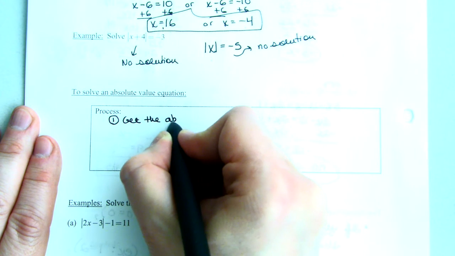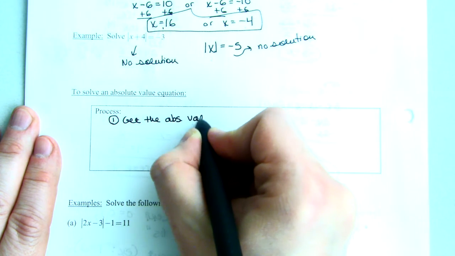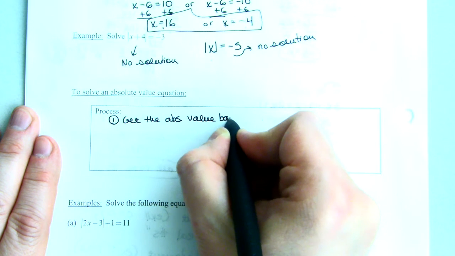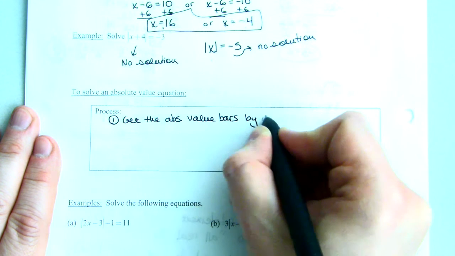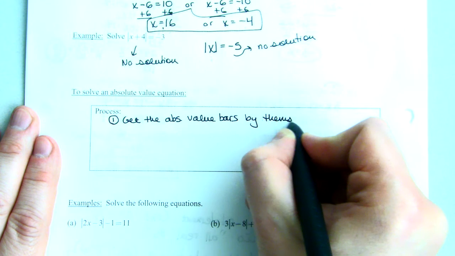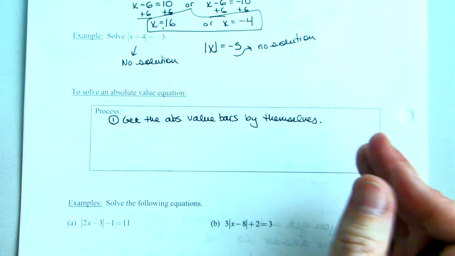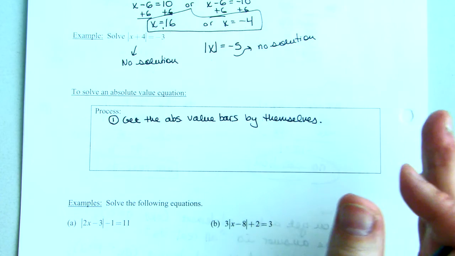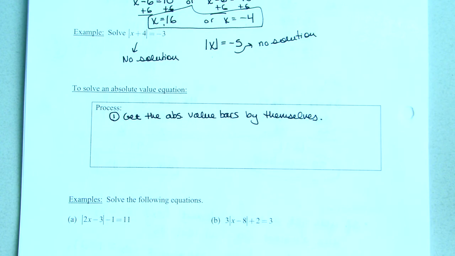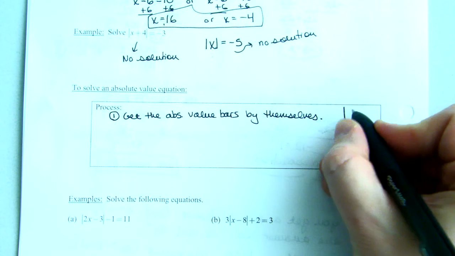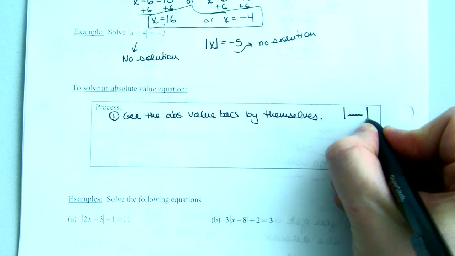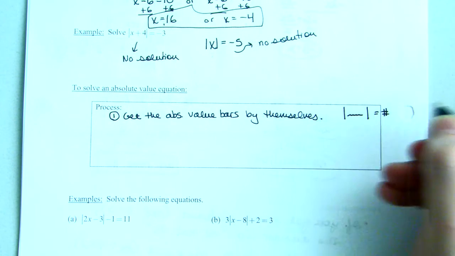Get the absolute value bars by themselves. You're not allowed to distribute into the bars, or combine like terms between something in the bars and something not in the bars, but we'll go through some algebra to get the bars by themselves. Basically, I want to be left with an equation: absolute value of something equals some number.